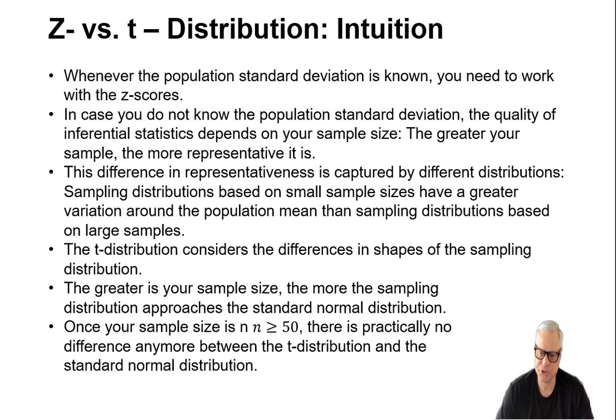The greater your sample size, the more the sampling distribution approaches the standard normal distribution. And in fact, once your sample size is 50 or greater, there is practically no difference anymore between the t-distribution and the standard normal distribution. But nevertheless, if you don't know the population standard deviation, you should work with the t-distribution.